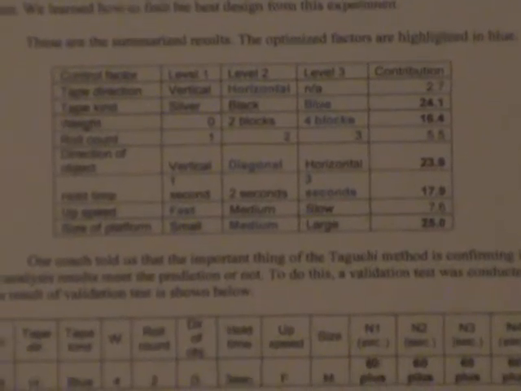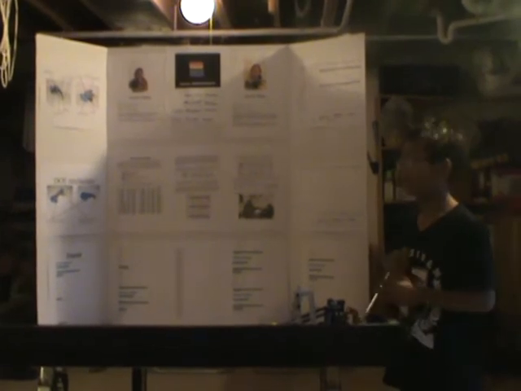Also, this table has a column called contribution. The higher the contribution number, the more important it is. For an example, the size of platform was 25, which made it very important. But the tape direction was only 2.7, which made it not so important. So, if we were to change the size of the platform, it would affect our robot's performance significantly. But if we were to change the tape direction, it wouldn't make such a big difference.